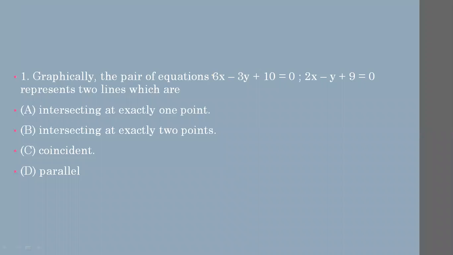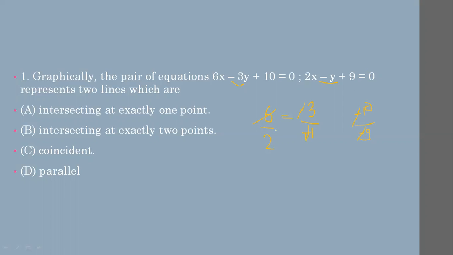The first, you can pause your screen and read graphically the pair of equations. You can read and we will solve it now. So it is given that these lines are, so first of all we will take the ratio 6 by 2, and the coefficient of y is -3. Here it is -3 and here it is -1. As nothing is given, so we will take it as 1, and when we take this constant to the other side, the sign changes to -10, and in the second equation the sign changes to -9, so it is equal to 10 by 9.